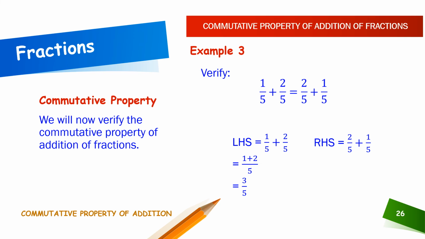Now simplify the right-hand side. Add the numerators and leave the denominator as it is. This also gives 3 out of 5, and therefore the left-hand side equals the right-hand side.